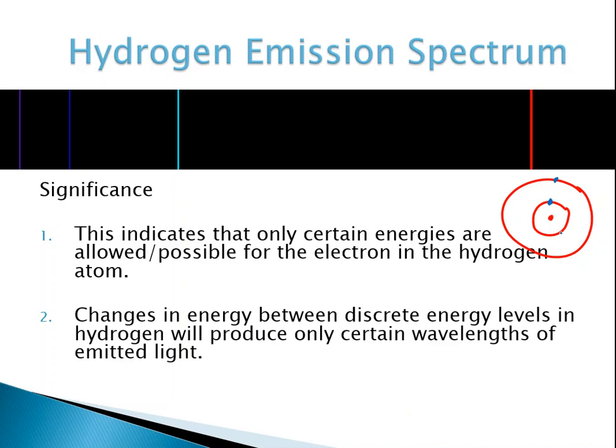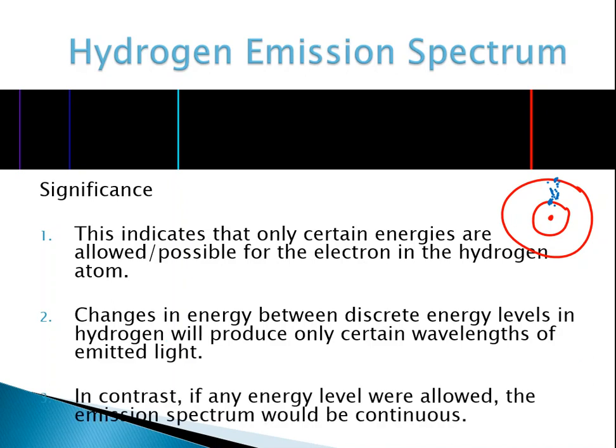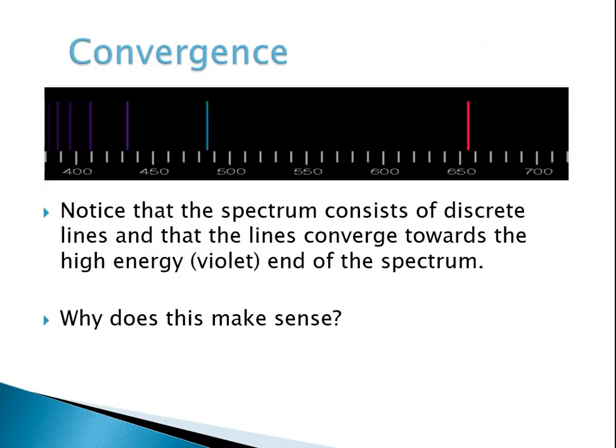In contrast, one thing that's important to remember is that if you have a sample of matter, there are gajillions of atoms in that sample. So essentially, if the electrons could move anywhere, you would have an infinite number of possible electron transitions. If that were the case, you would see a continuous spectrum. The fact that we see an emission spectrum tells us that only certain transitions are possible. This is actually our evidence for the existence of energy levels around the nucleus of an atom.